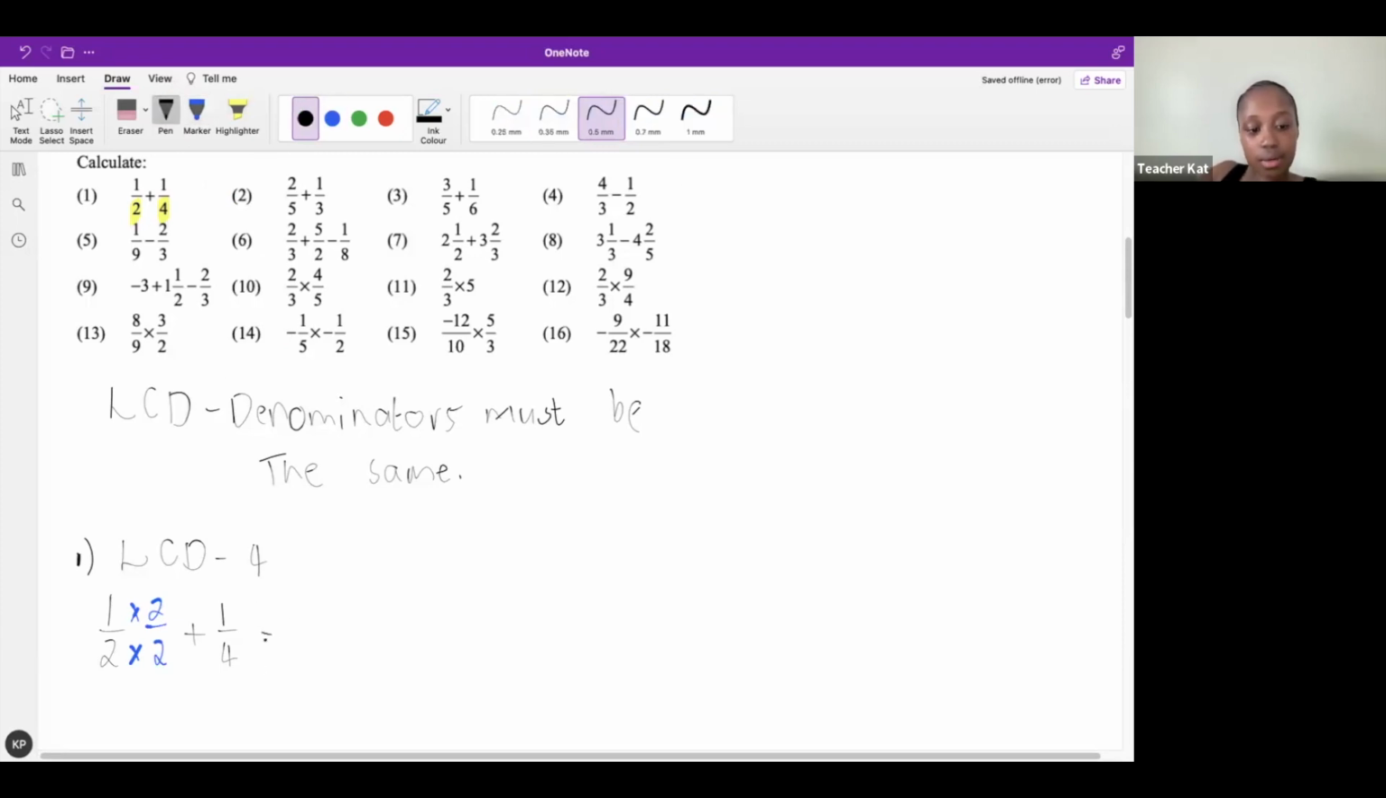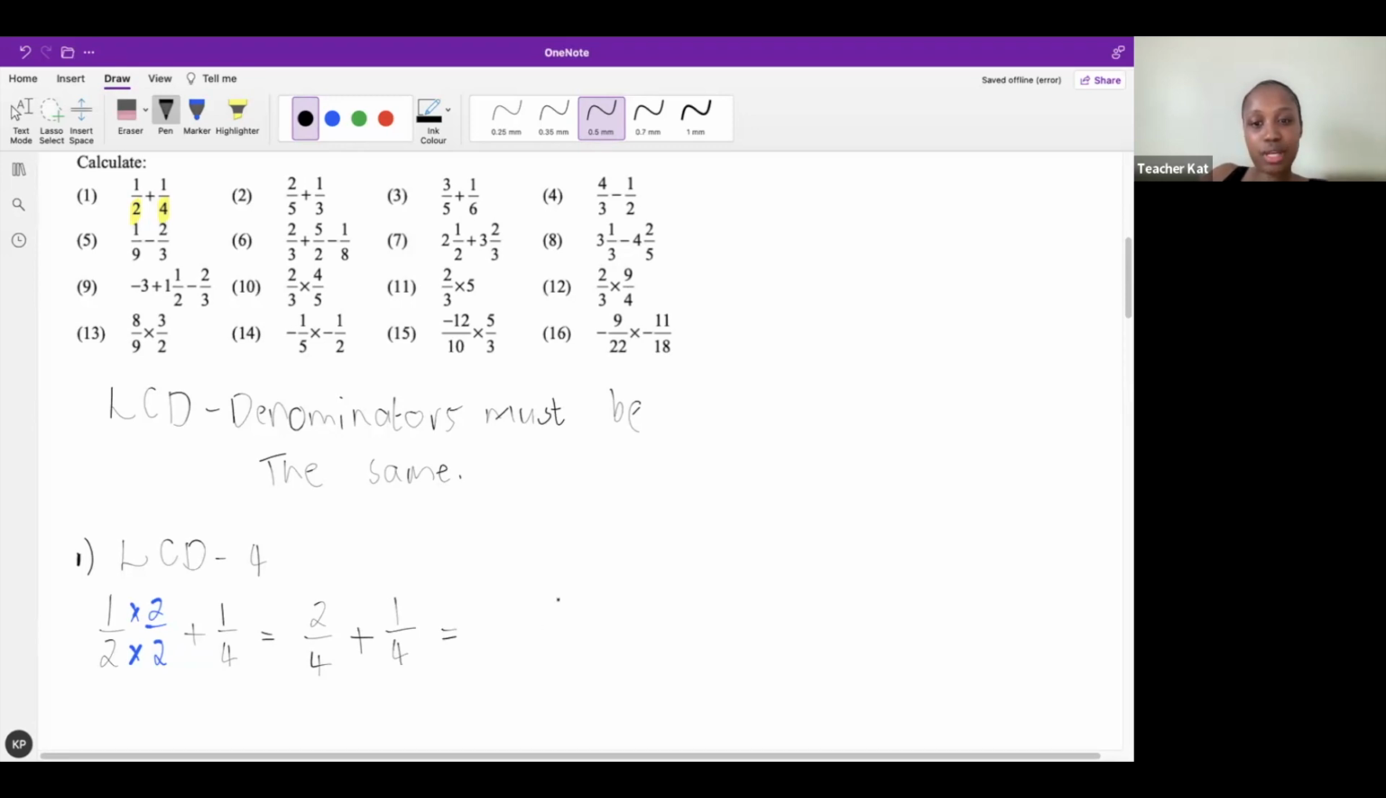All right, so my new fraction is now what? What is 1 times 2? 1 times 2 is 2. Thank you, guys, for participating. And 2 times 2 at the bottom is 4. So my new fraction is 2 over 4. Plus, we don't have to change the second one because it's already over 4. And then my answer will be what, guys? What will my answer be? 2 over 4 plus 1 over 4.